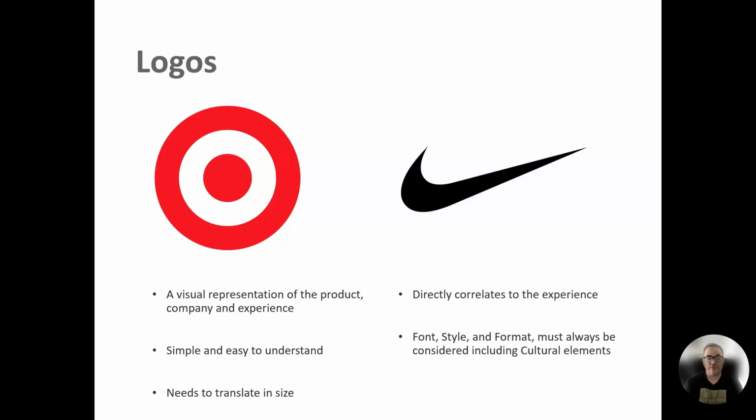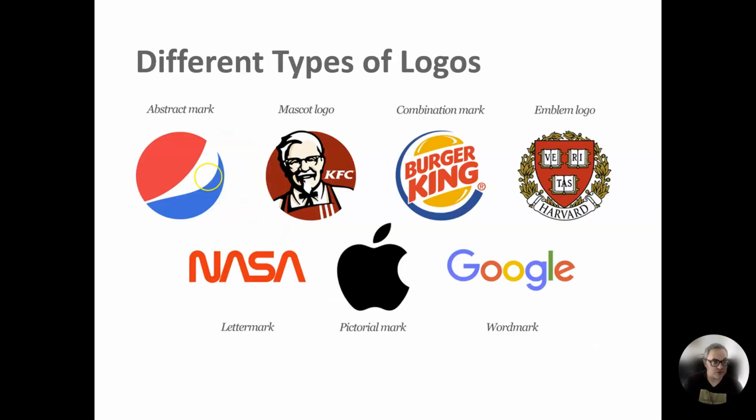And font style and format must always be considered, including cultural elements, because if you're going to sell across multiple nations and multiple cultures, you need to make sure that you don't offend anybody based upon the symbolism that you use. Now, there's 7 different types of logos.